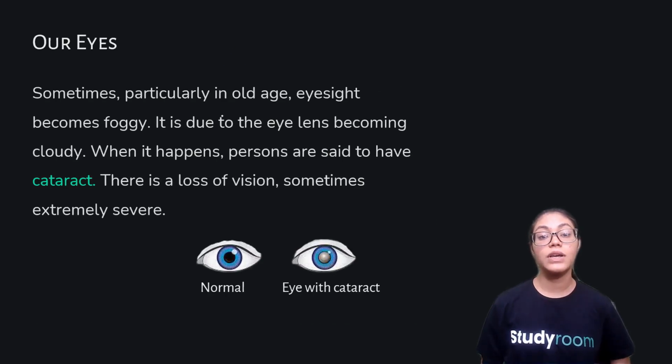Sometimes, particularly in old age, eyesight becomes foggy. It is due to the eye lens becoming cloudy. When it happens, persons are said to have cataract. There's a loss of vision. Sometimes it is extremely severe. Right?